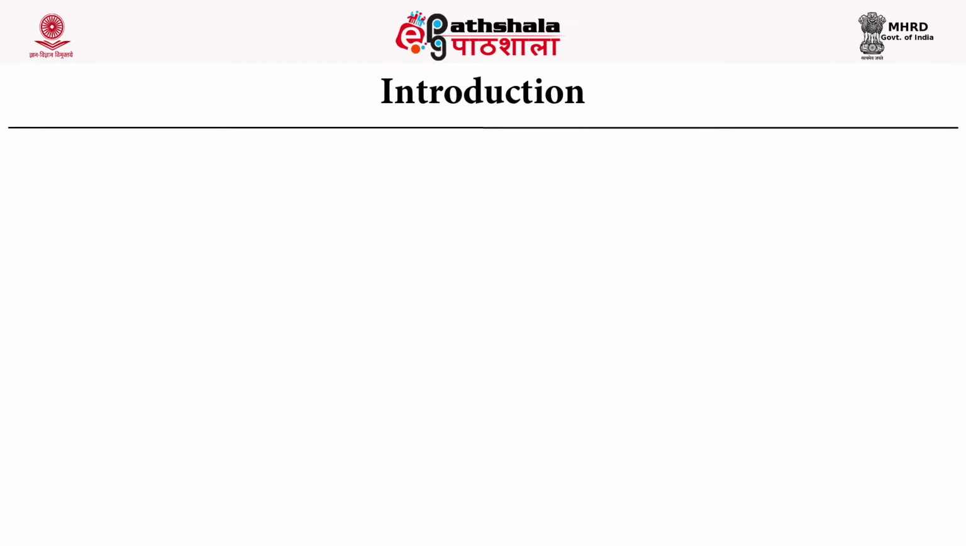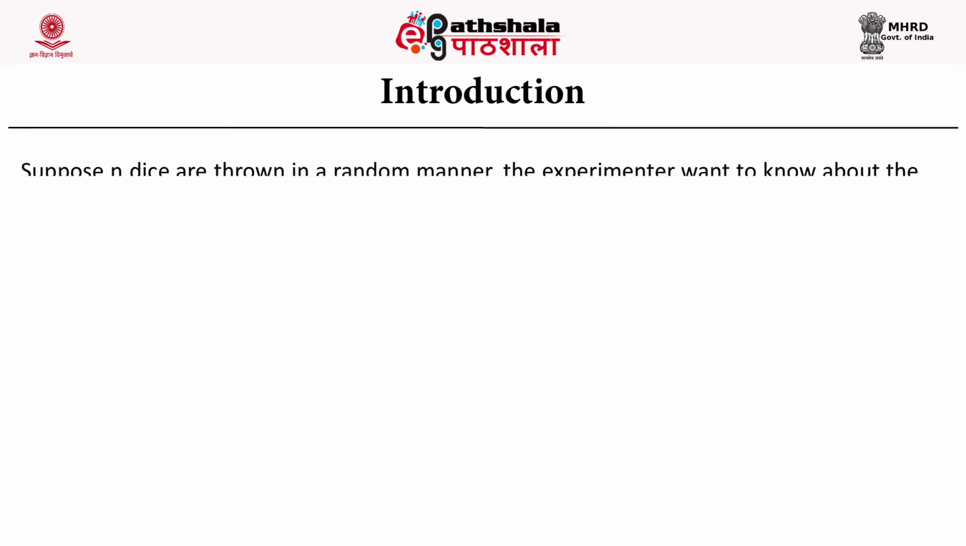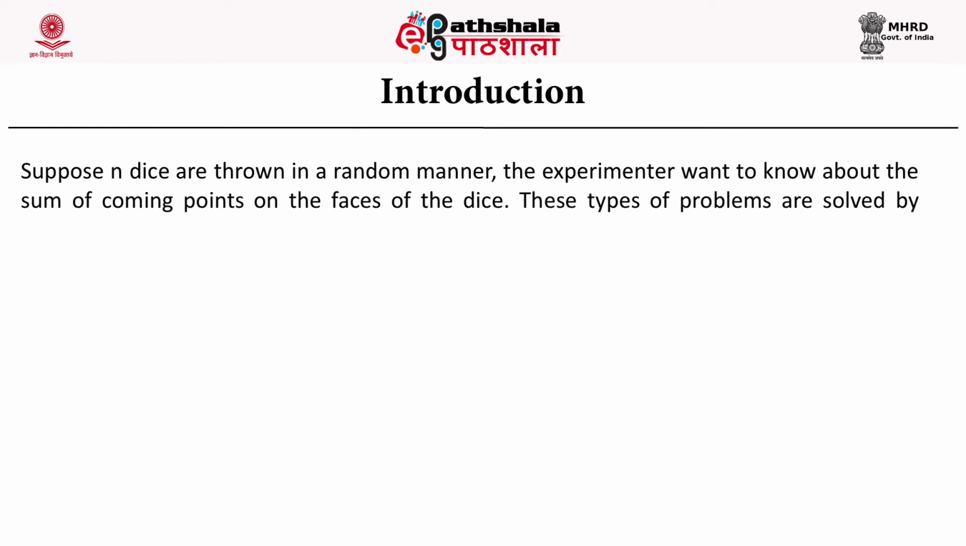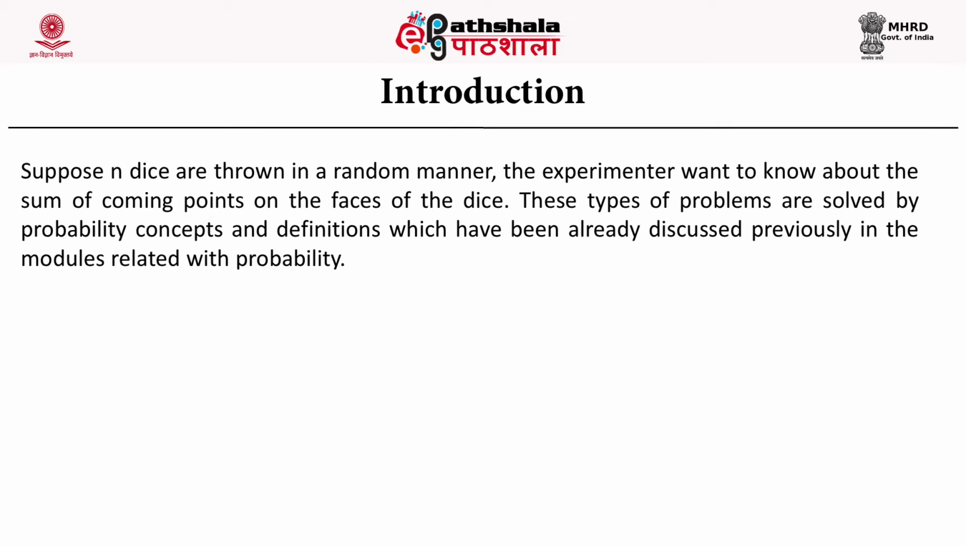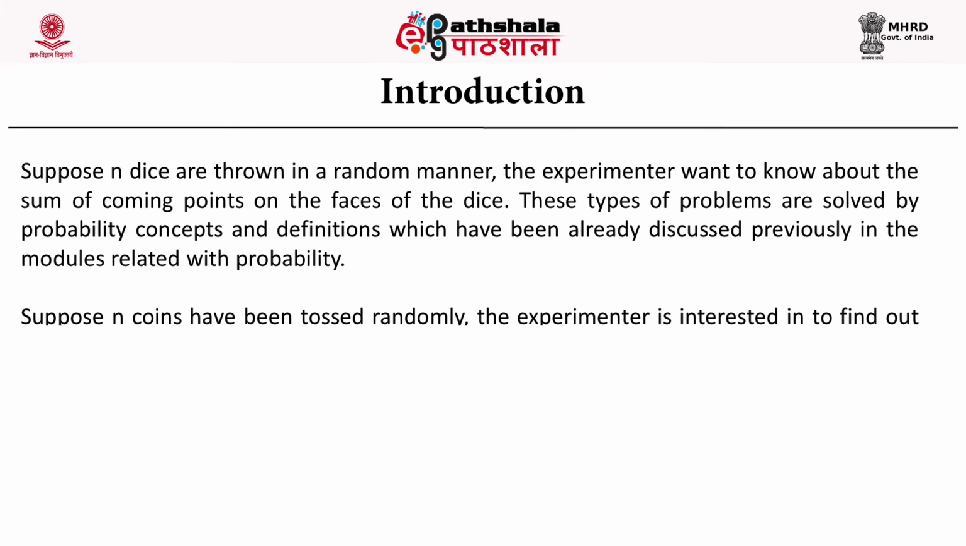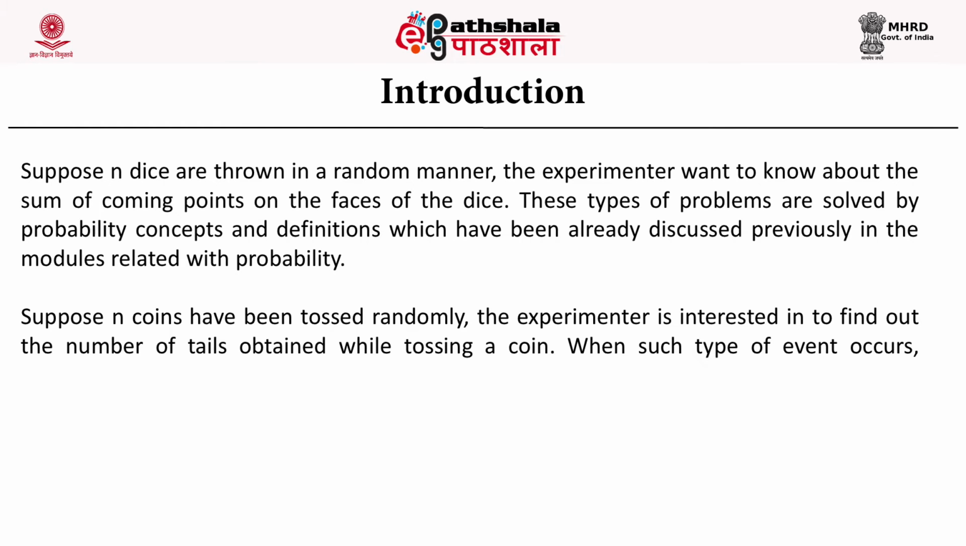Suppose n dice are thrown in a random manner. The experimenter wants to know about the sum of coming points on the faces of the dice. These types of problems are solved by probability concept and definition, which have been already discussed previously in the modules related with probability. Suppose n coins have been tossed randomly.